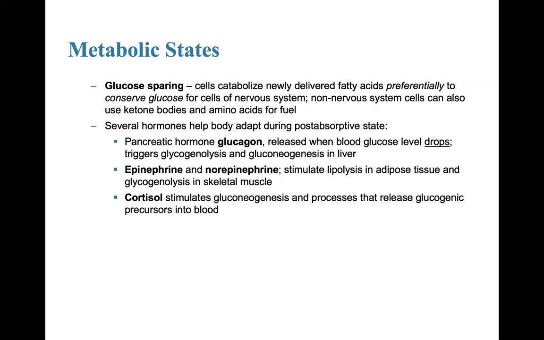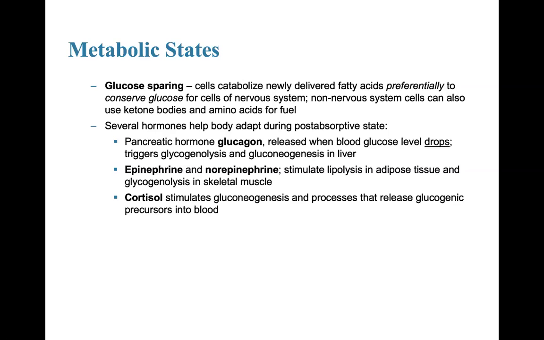Glucose sparing is when cells catabolize newly delivered fatty acids preferentially to conserve glucose for cells of the nervous system. So glucose sparing is a process in which most cells in the body will preferentially break down fatty acids for energy so that the brain and other nervous tissue can have access to the glucose in the blood. Several hormones help the body adapt to the post-absorptive state.